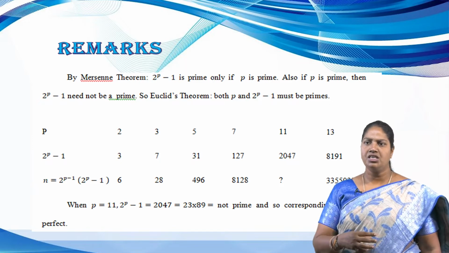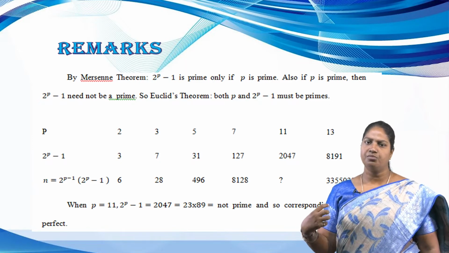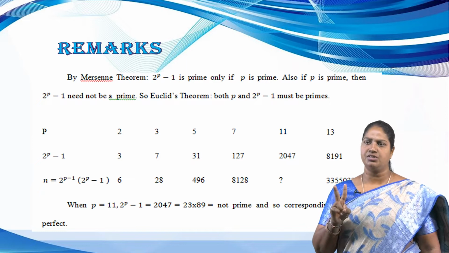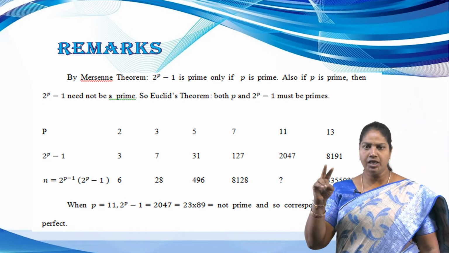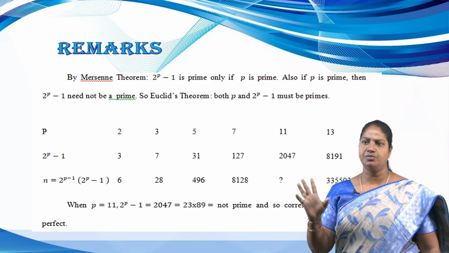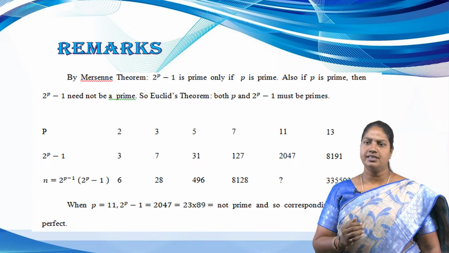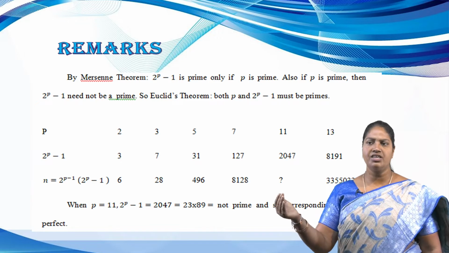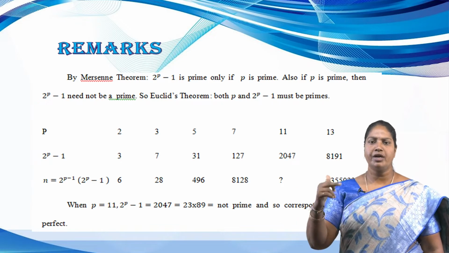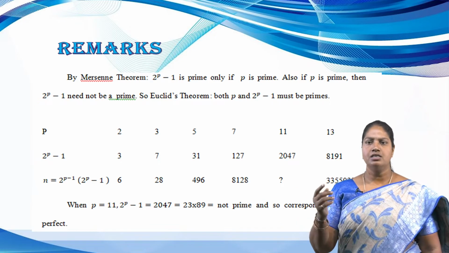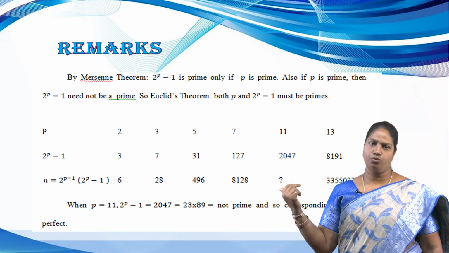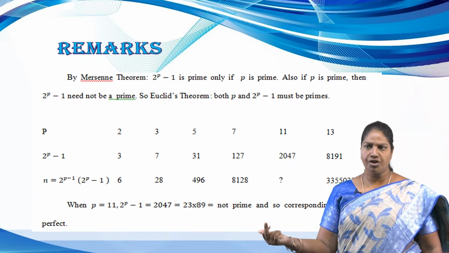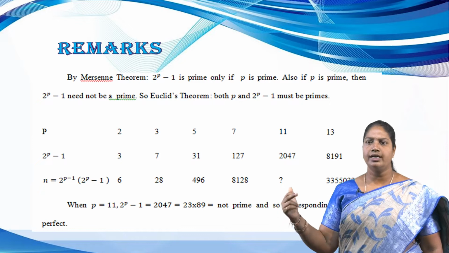So now we see the Euclid theorem. In that case, both p and 2 power p minus 1 must be primes. So let us see some examples. If you take p as 2, 3, 5, 7, 11, 13, then 2 power p minus 1 will be 3, 7, 31, 127, 2047 and 8191.